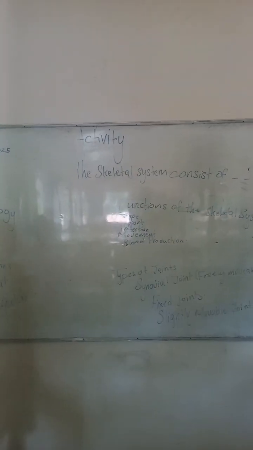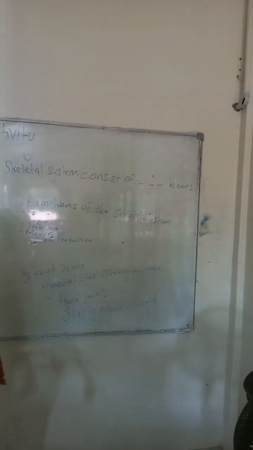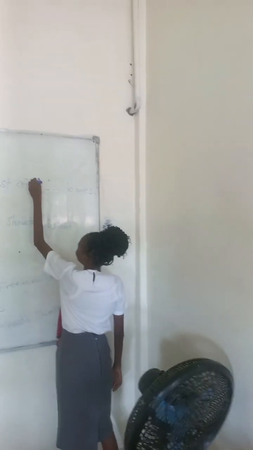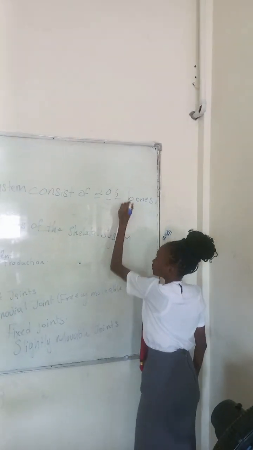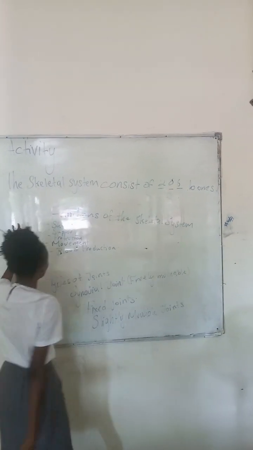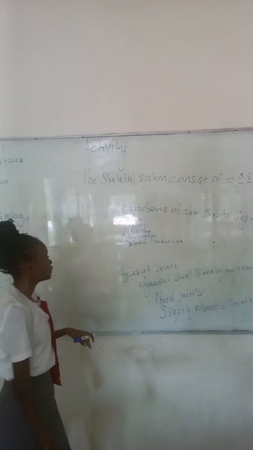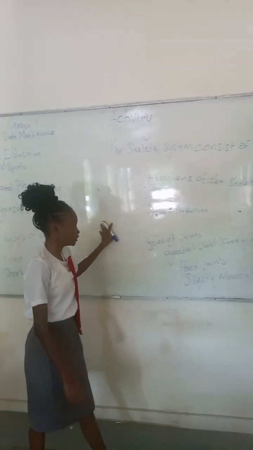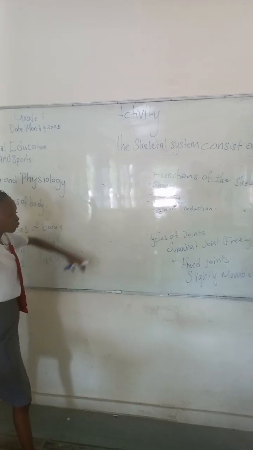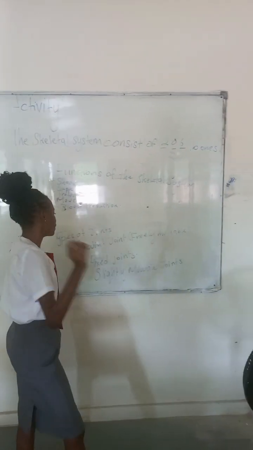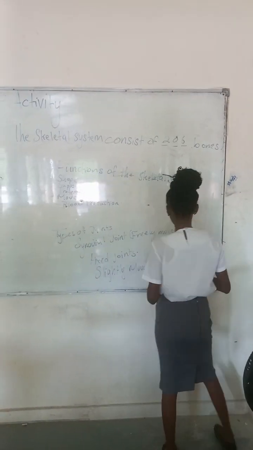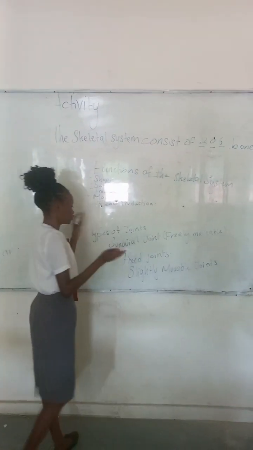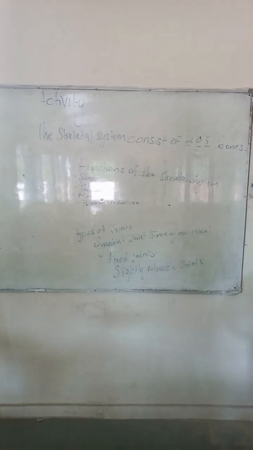So, how many bones does the skeletal system consist of? Well, 206, miss. Okay. Good. So, the functions of the skeletal system are shape, support, protection, movement, and blood production. And joints. So, without joints, it would not be possible for you guys to move. So, joints help with movement, all together with the skeletal system.